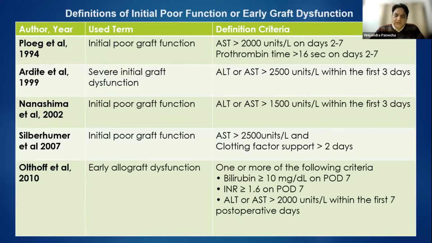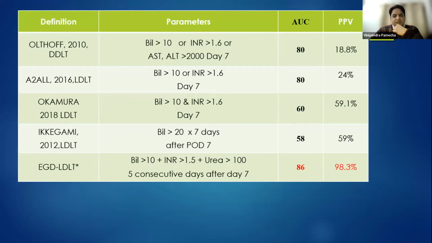This definition was derived from the cadaveric setting, and there has been a lot of controversy whether it can be used for the live donor setting or not, because the way the graft functions is a bit different in cadaveric and live liver transplant settings. So this definition was then validated in live donor liver transplant settings as well. Again, this was done in A2ALL data, the American data, using the same bilirubin or INR on day 7. Basically the predictive value of all these definitions is quite low. Okumura defined it using day 10 bilirubin of 10 and INR of 1.6 on day 7. Again, the predictive value was low as well.